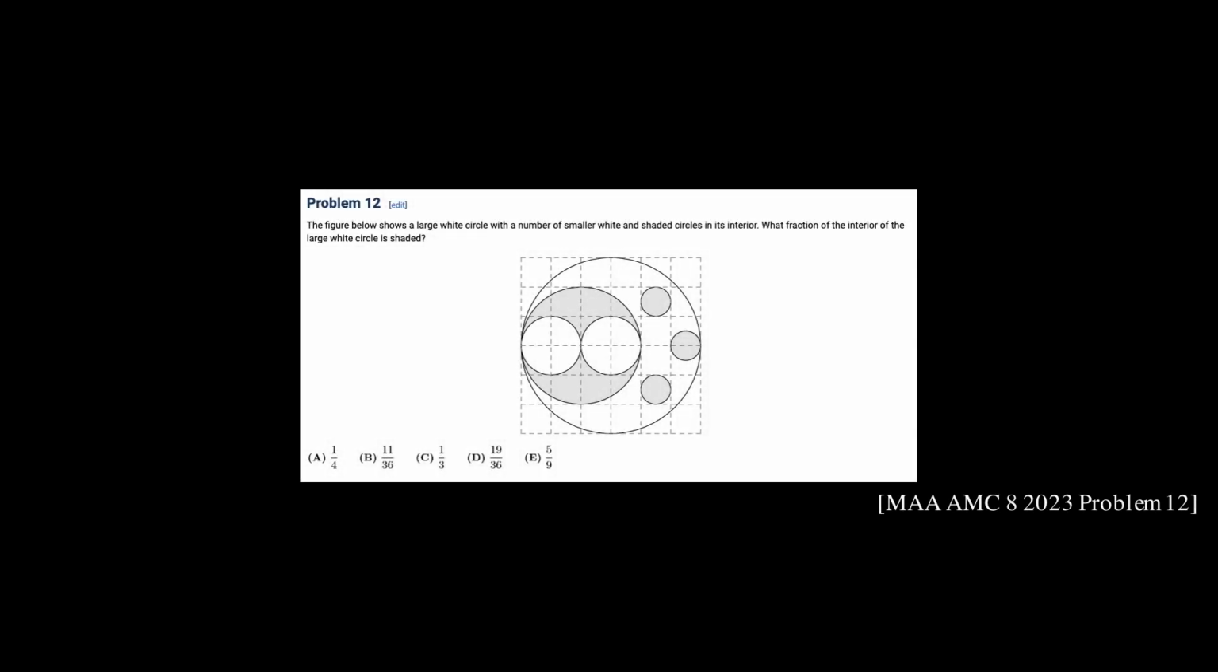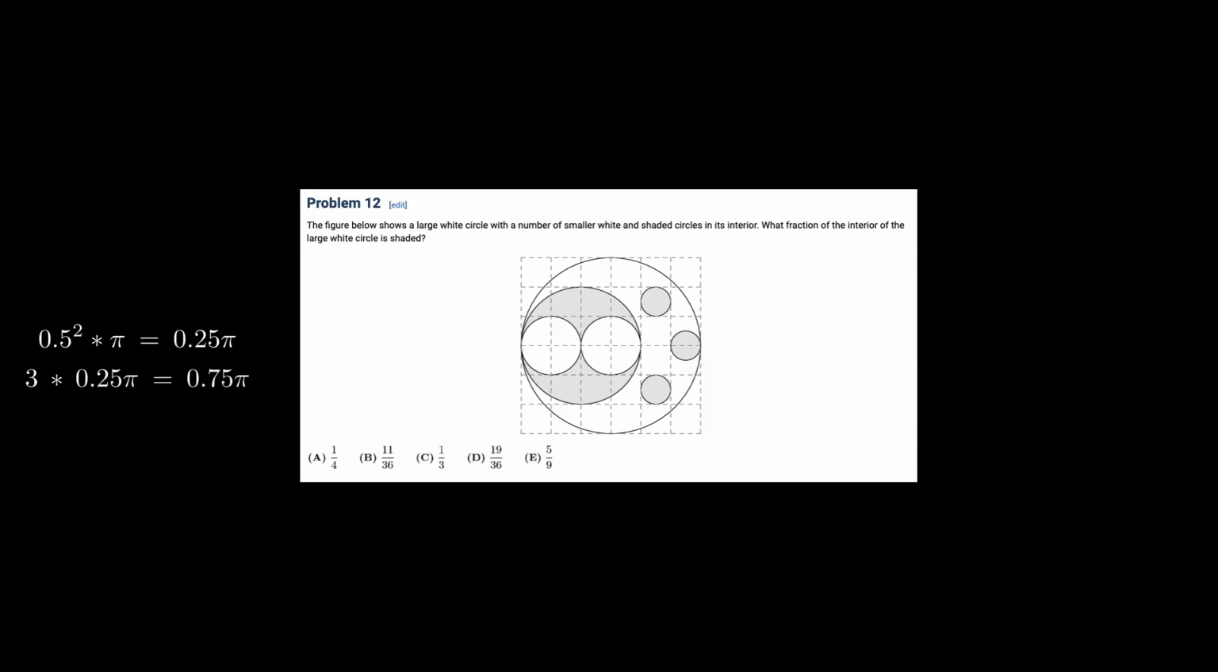The figure below shows a large white circle with a number of smaller white and shaded circles in its interior. What fraction of the interior of the large white circle is shaded? Pause the video and try to figure it out yourself. Okay, let's start with the easy circles. There are 3 of these small gray circles, each with the radius of 0.5. 0.5 squared times pi is equal to 0.25 pi. So the combined area of all these 3 shaded circles is 0.75 pi square units.